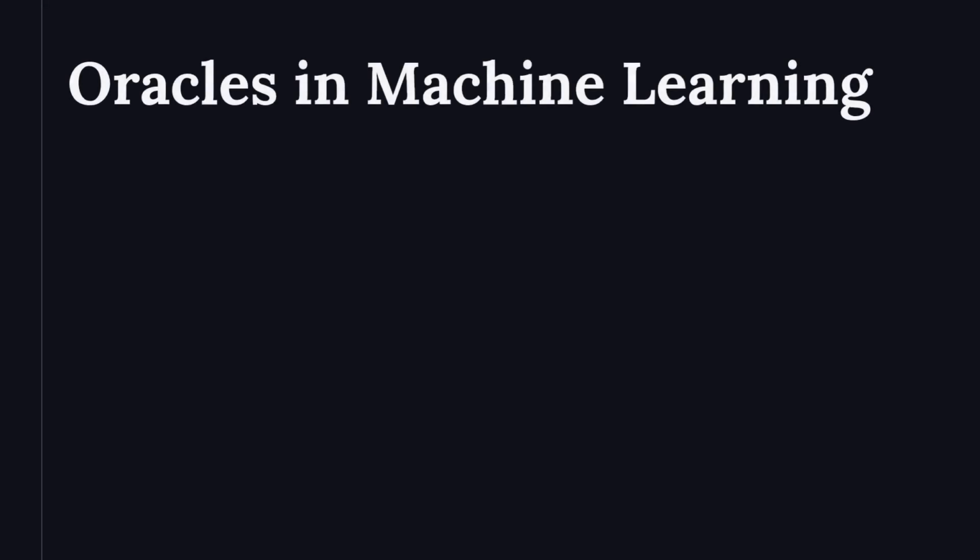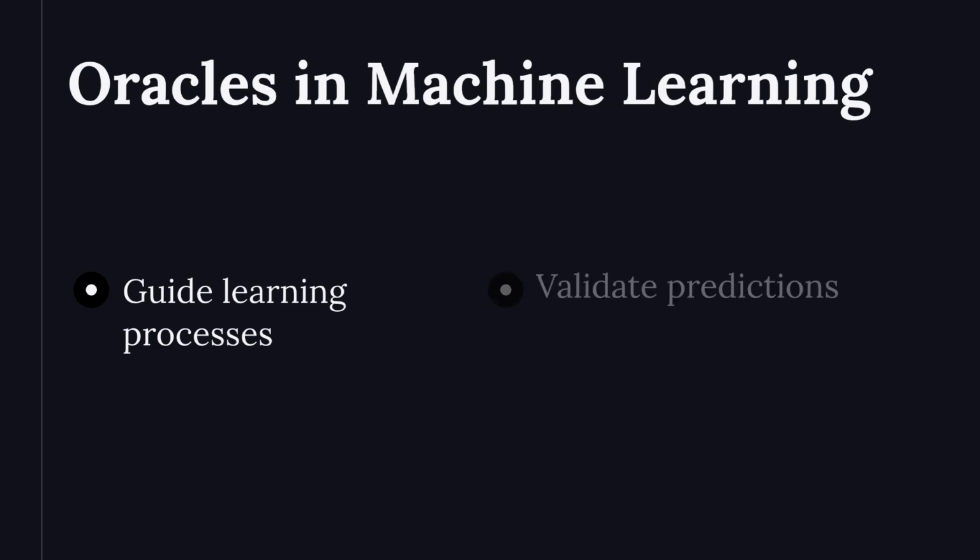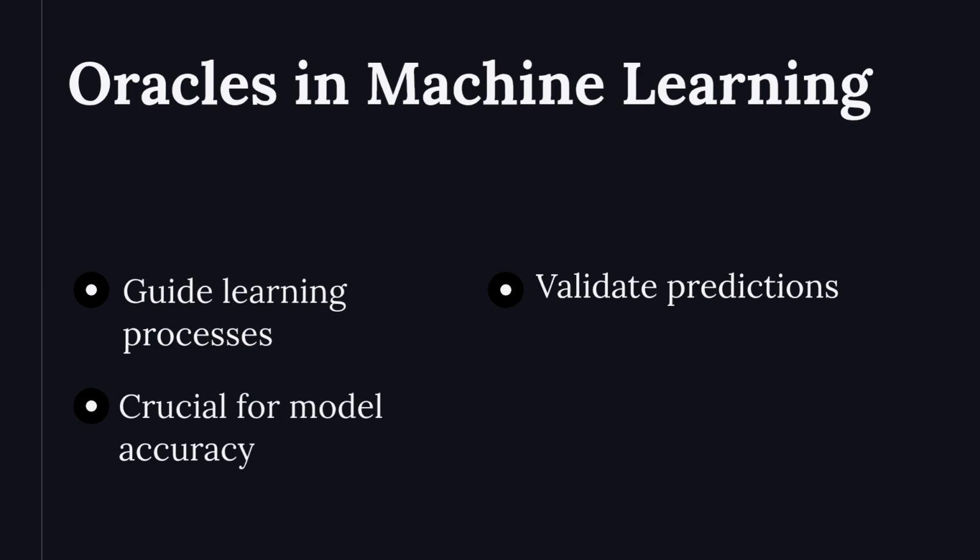Oracles provide correct answers that guide learning. In supervised learning, they validate the algorithm's predictions. Oracles are crucial for training accurate models. They ensure the results are meaningful and reliable. Without them, models might not learn effectively.